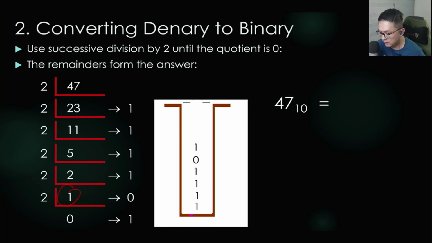Then once you have done that, you can just pop it out. So you pop out one by one, and you get 1 0 1 1 1 1. Let's check whether the answer is correct or not. So just pop out one by one. Yep, that tallies with the answer that we have over here.